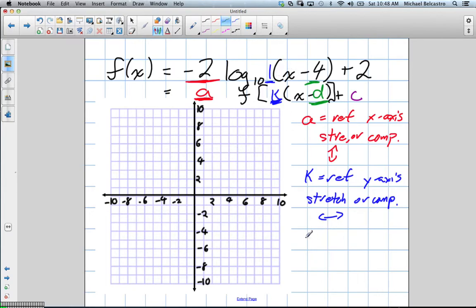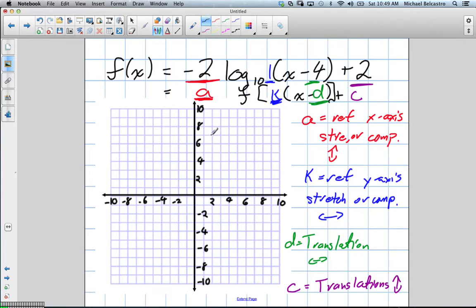D is going to be a translation, like you said. It's going to move it left and right, horizontally, and they're going to be kind of inverted. If it's negative, we go in a positive direction and vice versa. And finally, C has to do with, same idea, translations up and down. But these ones are vertical, and these ones are intuitive: positive up, negative down.